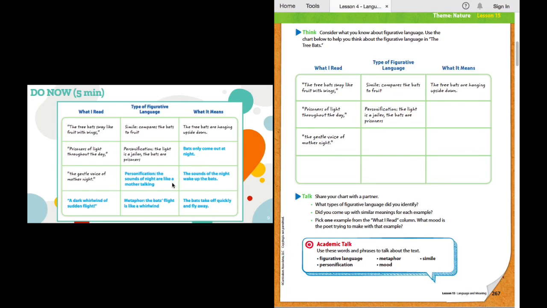And then there's this metaphor, the bat's flight is like a whirlwind, so a dark whirlwind of sudden flight. The bats take off quickly and fly away, right? So this one was a little bit more complicated. We're going to walk through a simpler example together, and then you guys are going to work on your own.